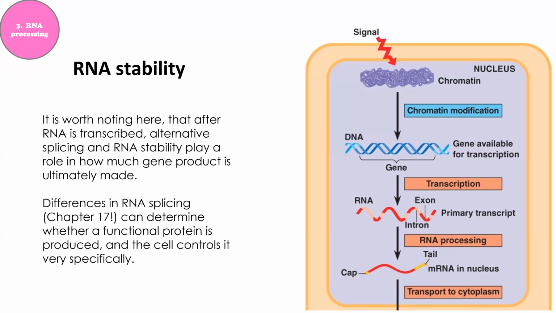So in some conditions, you may form a functional product, and in other times, you may splice out something or allow something to stay in that will cause the product to be non-functional. So you can also regulate it in that way. Again, the cell's going to control this really specifically. So I did want to include a slide for this, step 3, the RNA processing step.